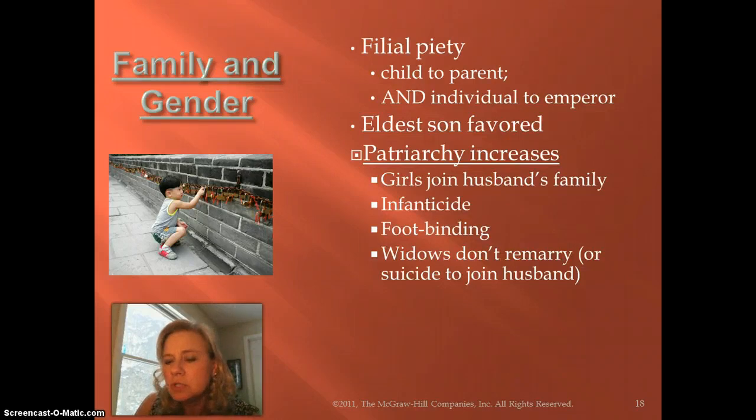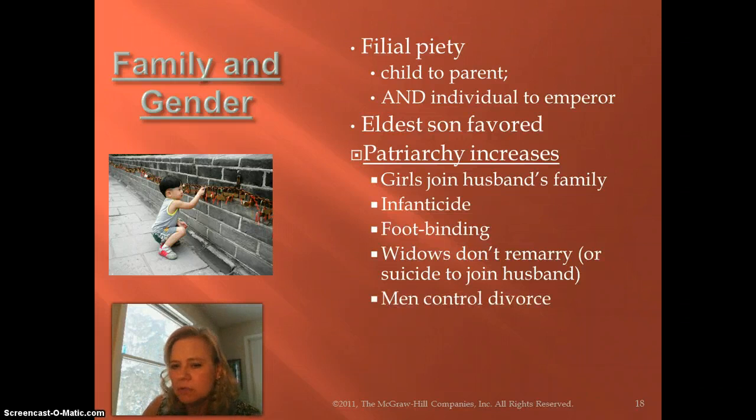Widows are also encouraged not to remarry, and in fact, they're encouraged perhaps to commit suicide to join their husband. This is something that we saw in India. The practice started with an S. See if you can see or remember what that was called.